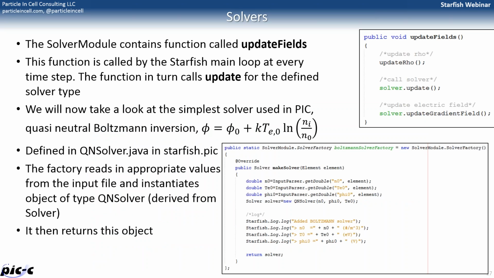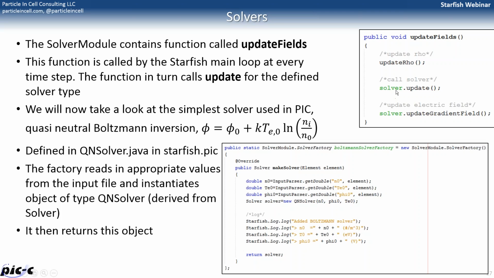In the solver module there's a function called update fields, and this is what gets called by the main loop. It looks like what is shown here. First we update the charge density rho. This is a little bit hard-coded for plasma simulations. In gas simulations you wouldn't really care about it, but here I'm doing it for simplicity. Next, I call an update function on the solver.